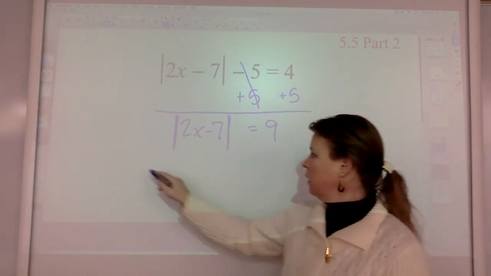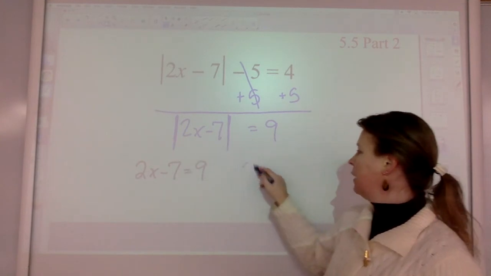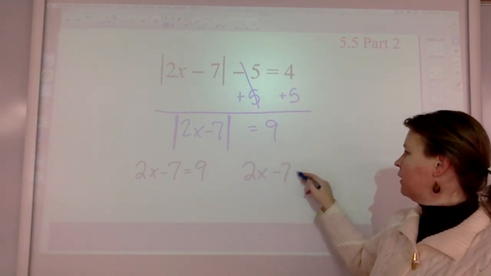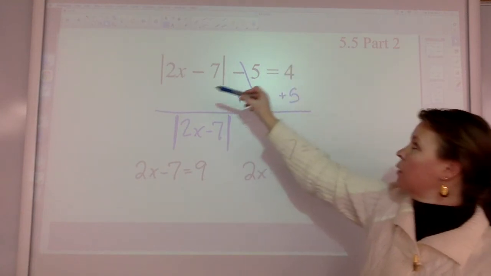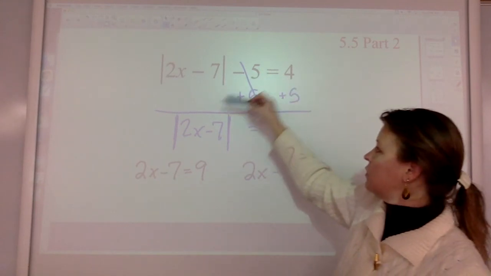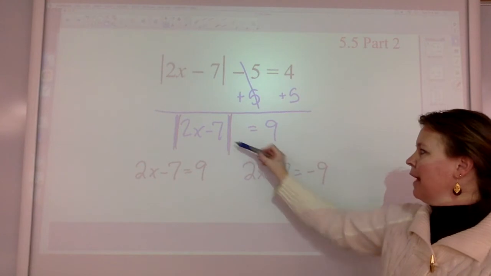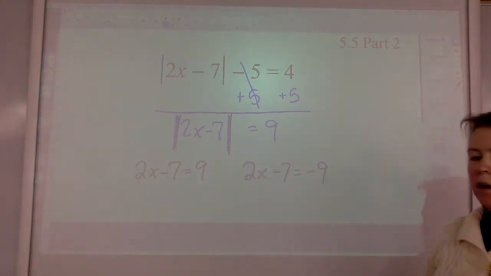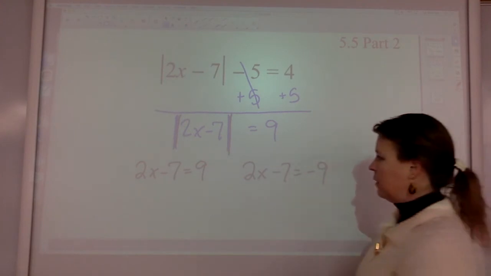now you can do the two problems: 2x minus 7 has to equal 9, and 2x minus 7 equals negative 9. Notice I didn't change it up here. I didn't do this problem equals 4 and this whole problem equals negative 4. First, you have to isolate the absolute value. Once you do that, then you take the bars off and solve the two problems. This should look just pretty much like the previous lesson.